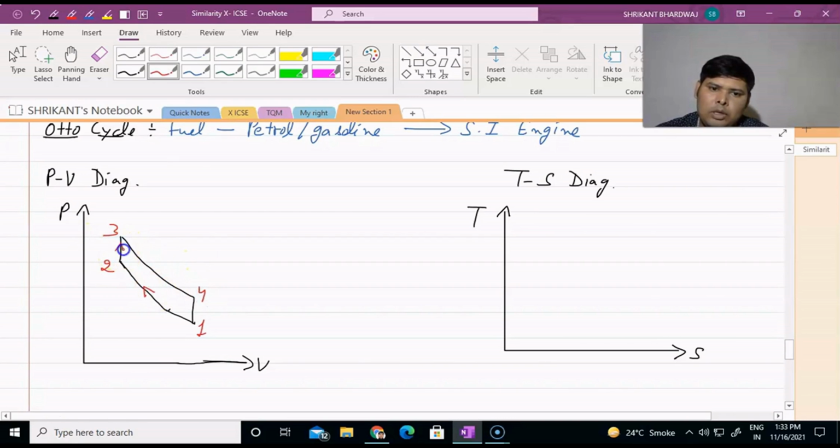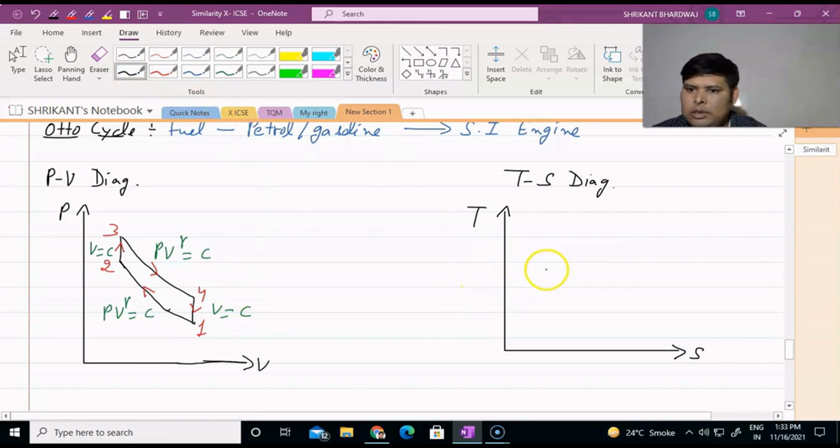1 to 2 is known as isentropic compression. So here PV raised to the power gamma is equal to constant. 2 to 3 is constant volume heat addition. So here volume is constant. 3 to 4 isentropic expansion. PV raised to the power gamma is constant. And 4 to 1 constant volume heat rejection.